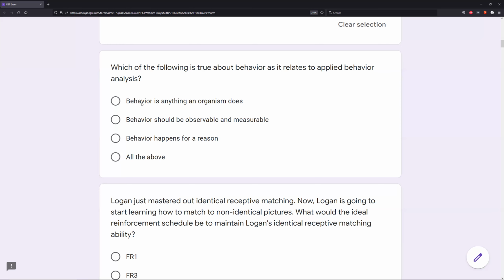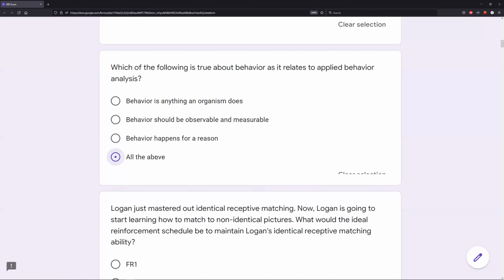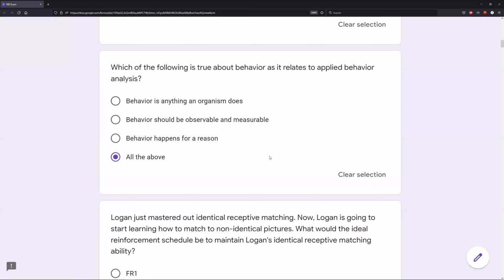Well, A, behavior is anything an organism does. B, behavior should be observable and measurable. And then, of course, C, behavior happens for a reason. So that leaves us with the best answer, which is D. That's why, one, you read all of your answer choices, okay? Because you never know if there's more than one right answer, if there's a better answer.